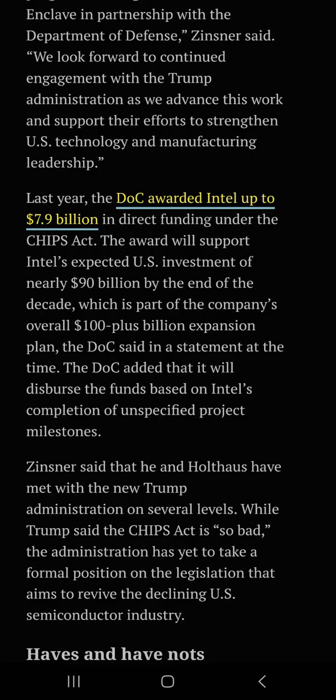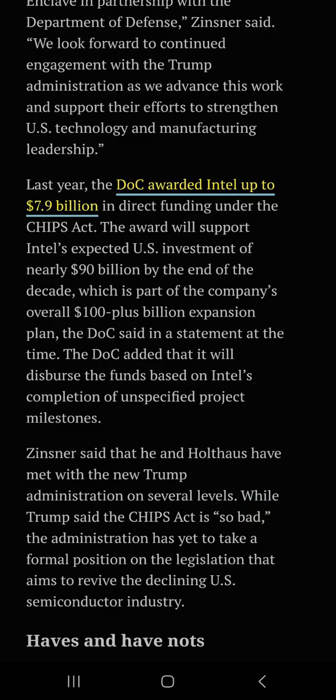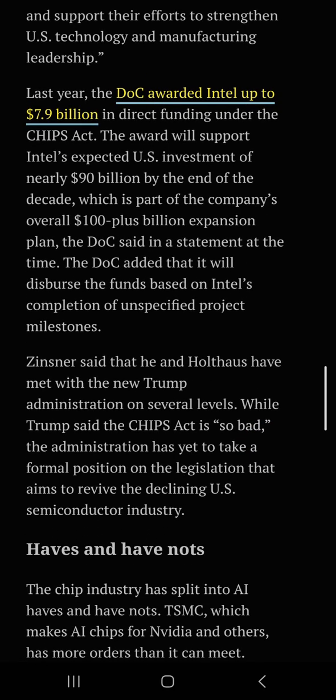The award will support Intel's expected U.S. investment of nearly $90 billion by the end of the decade, which is part of the company's over $100 billion expansion plan. The DOC said in a statement at the time that it will disperse the funds based on Intel's completion of unspecified project milestones.